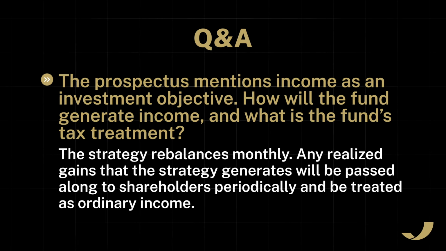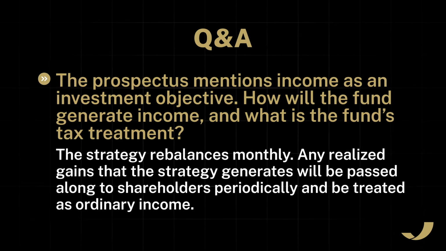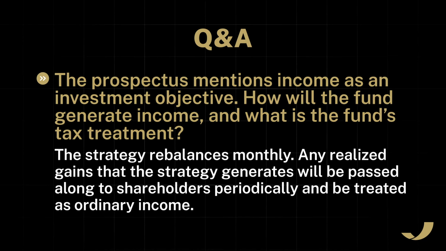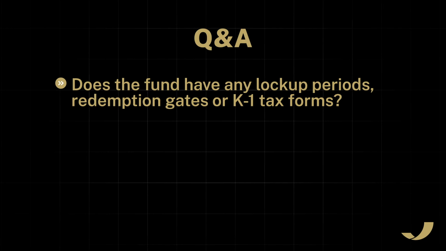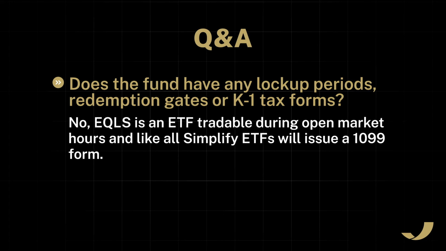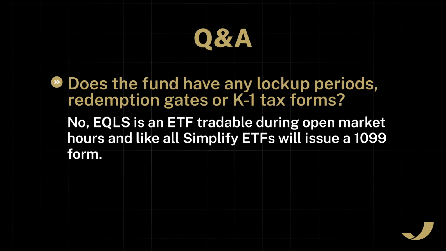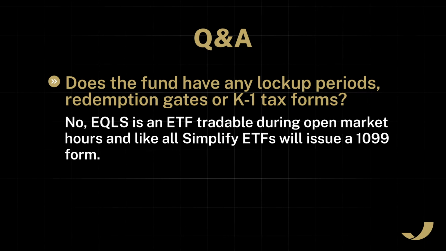The strategy rebalances monthly. Any realized gains that the strategy generates will be passed along to shareholders periodically and be treated as ordinary income. Does the fund have any lockup periods, redemption gates, or K1 tax forms? No, EQLS is an ETF tradable during open market hours, and like all Simplify ETFs, will issue a 1099 form.